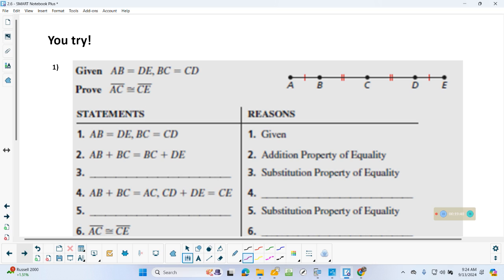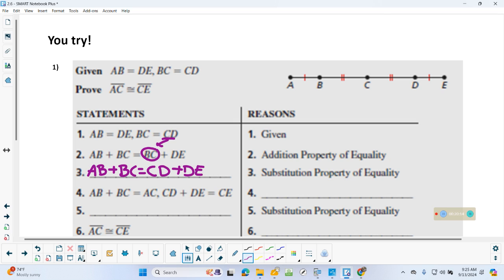You got it. Okay. So 1, of course, given. Addition property of equality. And then substitution property of equality. Okay, so we have to figure out what they're substituting in where here. So we got kind of a hot mess here. AB plus BC equals BC. So we know BC and CD are equal, so I'm going to replace those. I'm going to substitute that in. Because they wanted me to make a substitution.